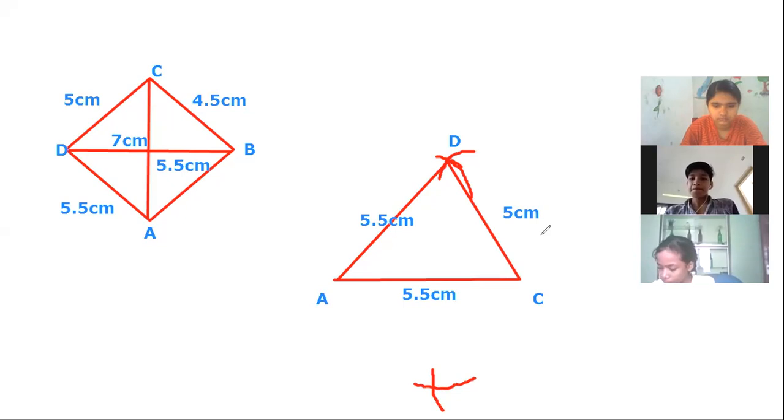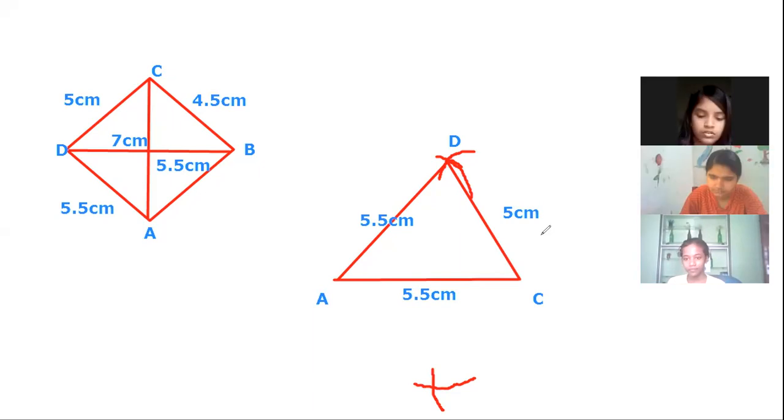Did you get it? The point of intersection? Miss, the two lines are not joining. Okay, if you have the problem of the lines not joining, first of all, you have to choose 7 centimeter again. You have to choose 7 centimeter again in your compass.